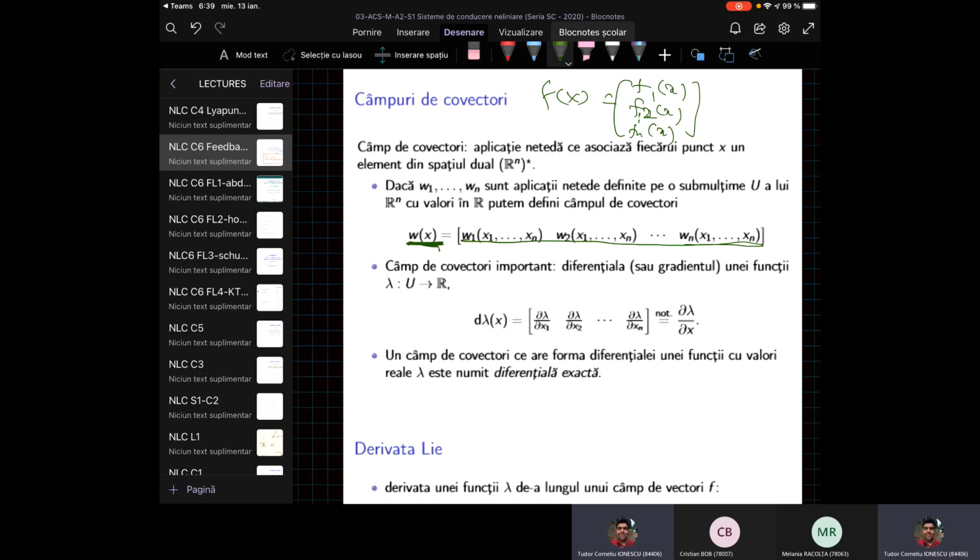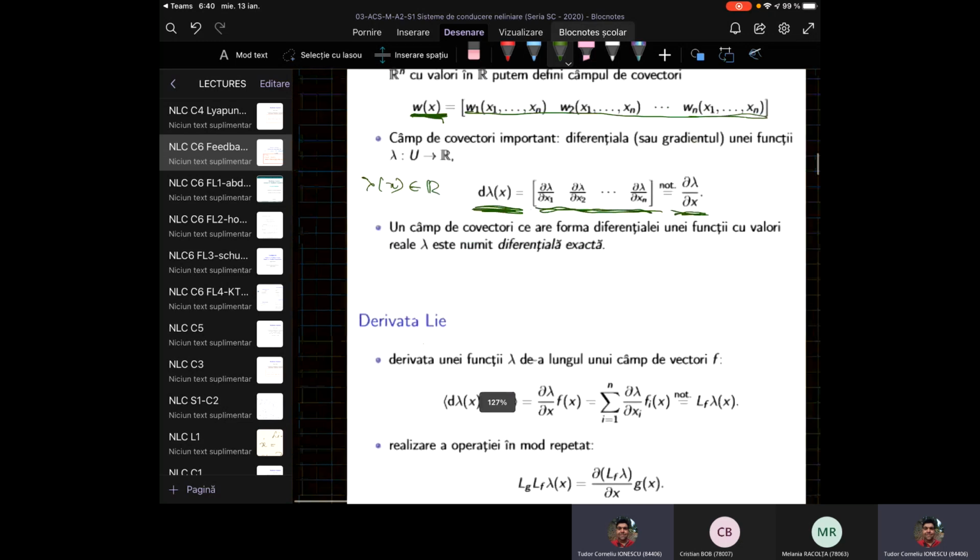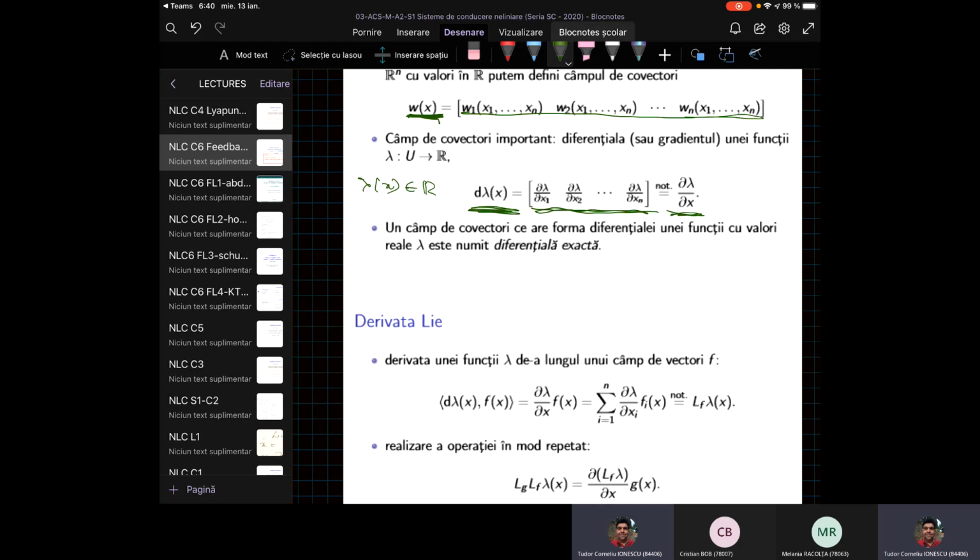You also have the gradient of some function. So if you have lambda of x, real, d lambda of x, this is the gradient, a line consisting of all the partial derivatives with respect to all the variables in the x vector. And this is a notation that we use, d lambda dx. So a covector field looks like a covector. Look, the differential, so the gradient, I would say the gradient. I like this term.